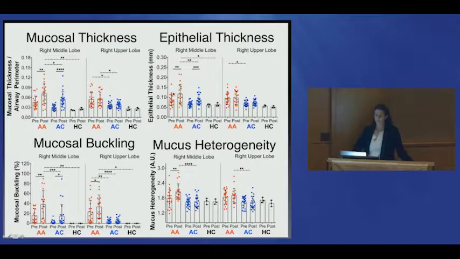And this was a similar trend in the epithelial thickness as well. No changes between day 1 and day 2 in the right upper lobe that had the diluent, but a big change in the epithelial thickness between day 1 and day 2 in both the allergic asthmatics and the allergic controls.